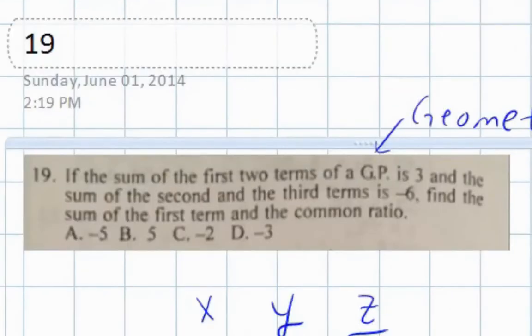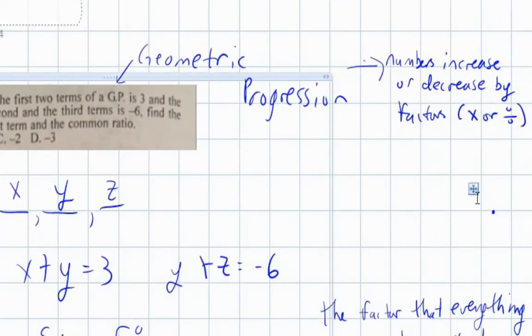Question 19 tells us the sum of the first two terms is 3, and the sum of the second and the third term is negative 6. Find the sum of the first term and the common ratio. So I've written a few things out just to get a clear idea of exactly what they're asking. First I labeled GP, which stands for geometric progression, which means that the numbers in this progression will be increasing by a certain factor. And this could be going up by multiplication or division.